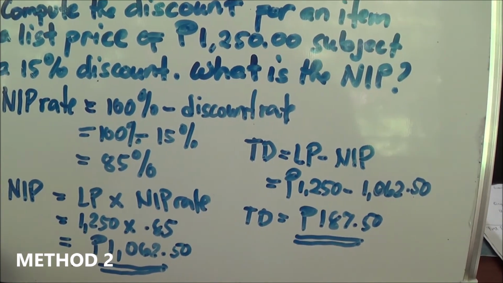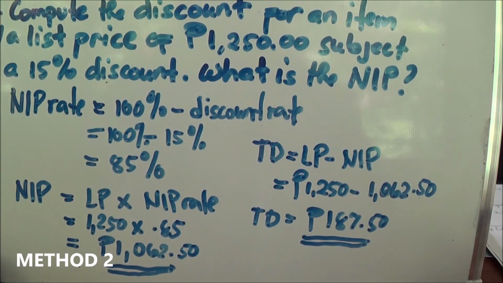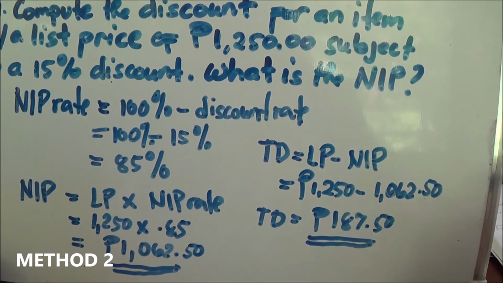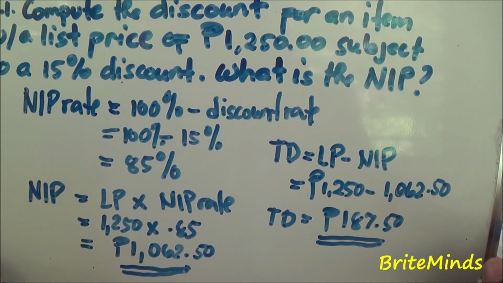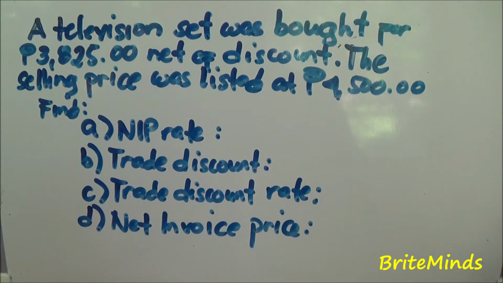So which of the two methods are you comfortable to use, students? Which of these two methods is easy for you to use? You can use method 1, which is you just find the trade discount and then the NIP, or you can use method 2 that we had used. So we are done with the single discount topic.